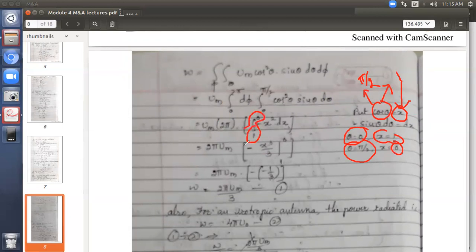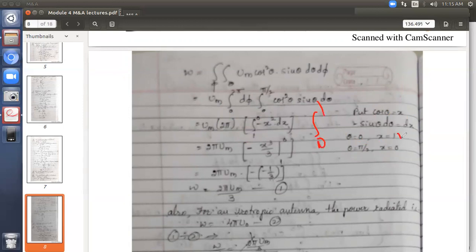Okay, lower limit is 1, upper limit is 0. The limits have changed. Be careful here while writing. Don't write like this, 0 to 1. The first value is 1, second value is 0. So lower limit is 1, upper limit is 0. And substitute, what is cos theta?